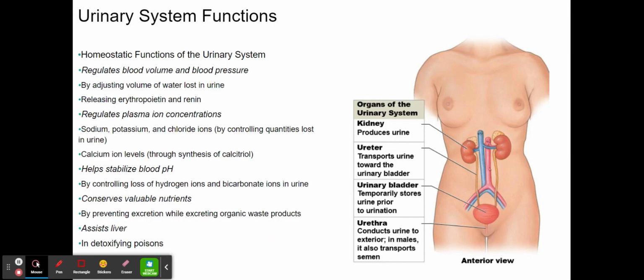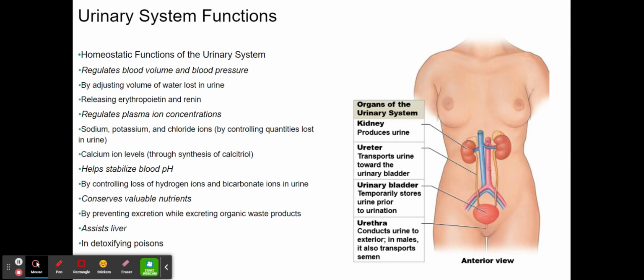The urinary system removes waste generated by cells throughout the body, but it has several other essential homeostatic functions. They include the following: regulating blood volume and blood pressure by adjusting the volume of water lost in the urine, releasing erythropoietin, and releasing renin. Regulating plasma concentrations of sodium, potassium, chloride, and other ions by influencing the quantities lost in the urine.